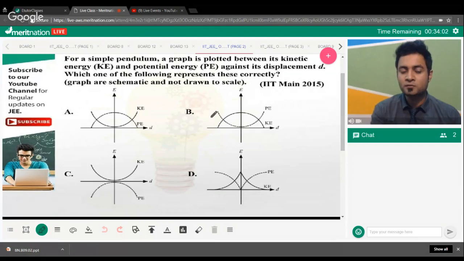Which one of the following represents correctly? Means, which of the following variations is the correct representation of the kinetic as well as the potential energy? So how would you do that? By looking at the graph, you can see that most of the graphs are parabolic, and it should be, because half kx square has a variation of x square with the potential energy, that is nothing but a parabolic, right?